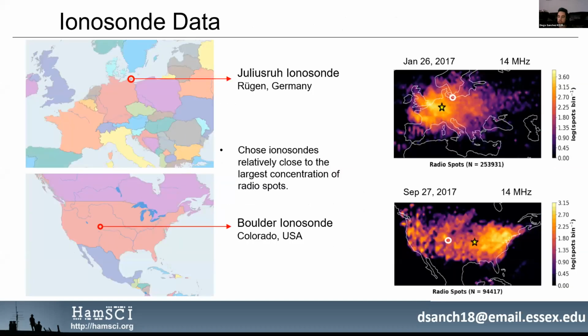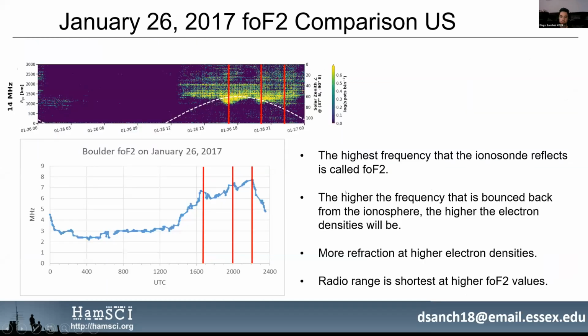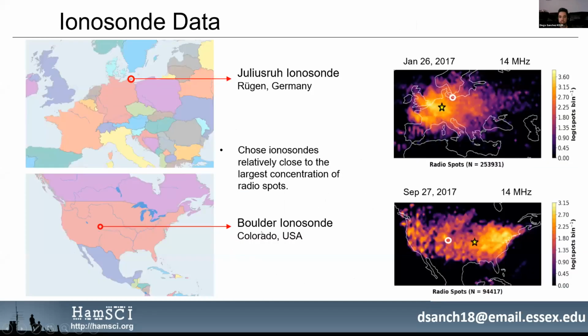Now, another data set that we've been comparing to uses Ionosondes. We tried to use Ionosondes that were relatively close to larger concentrations of the radio spots. So you could see up here, the one for our European plots, the Juliusruh in Rügen, Germany, relatively close to the concentration. And in the US, using the Boulder Ionosonde in Colorado.